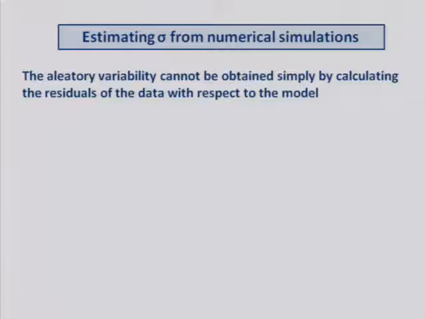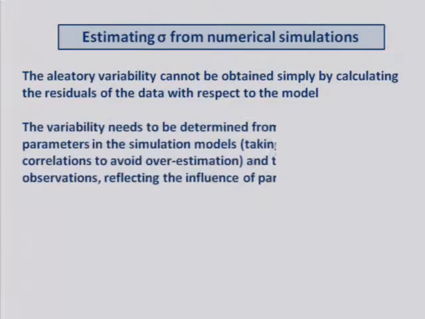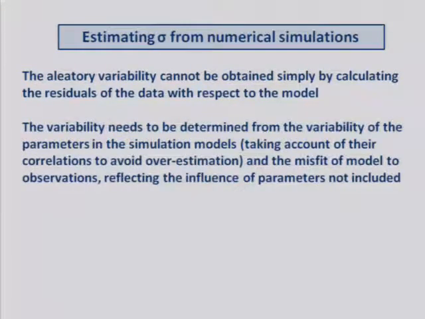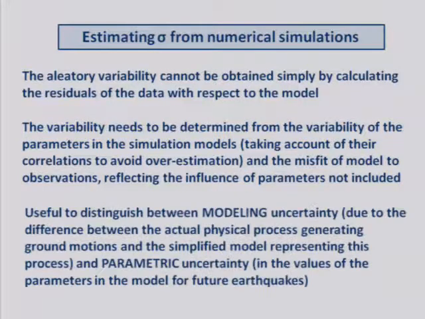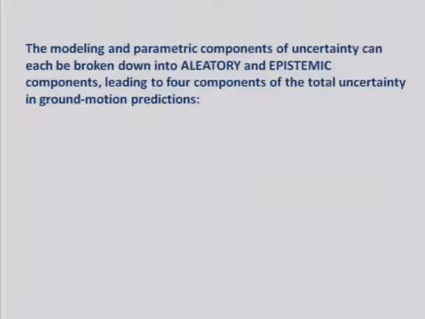And we can't simply get sigma now by calculating the distributions of residuals. We have to look instead at the variability of the various parameters that go into the models and their correlations, so that we don't overestimate how variable things could be, plus misfit of models to observation to reflect the inference of parameters not included. And again, here, it can be very useful to distinguish between modeling uncertainty and parametric uncertainty. It becomes particularly useful in this case, and then to break them down into aleatory and epistemic.